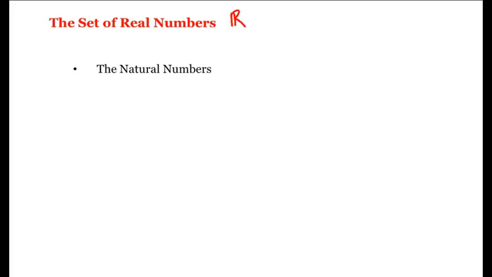Now, there are different subsets of real numbers. The first subset to consider are what we call the natural numbers. And these are just the counting numbers that we're used to: 1, 2, 3, 4, and so on. And we represent the set of natural numbers by a capital N. That is, N is equal to {1, 2, 3, 4, and so on}.